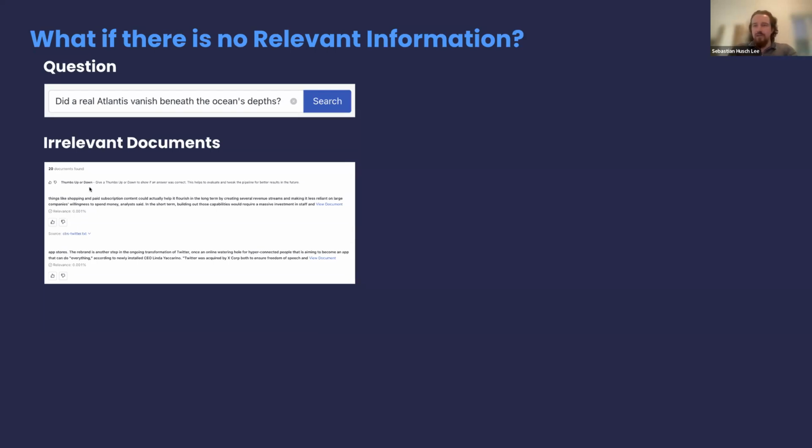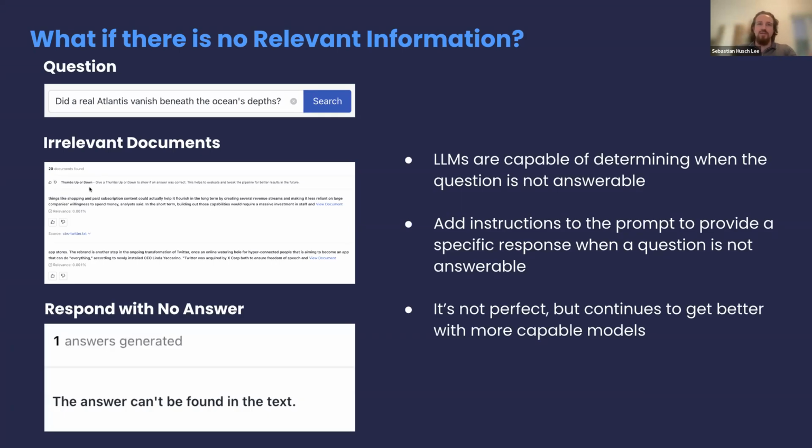But even if we send these irrelevant documents to our generative system, it's capable of determining that there's no answer in these documents. So this can be quite important in information-seeking cases where you don't want it to be creative. You want it to be very by the book and respond with no answer in the cases where there is none in the retrieved documents. And the way we do this is by adding instructions to the prompt to say this when it knows that there's no answer, basically. Now, with a caveat, of course, this is not perfect. This doesn't always work in every case, but it continues to get better with more capable models coming out.